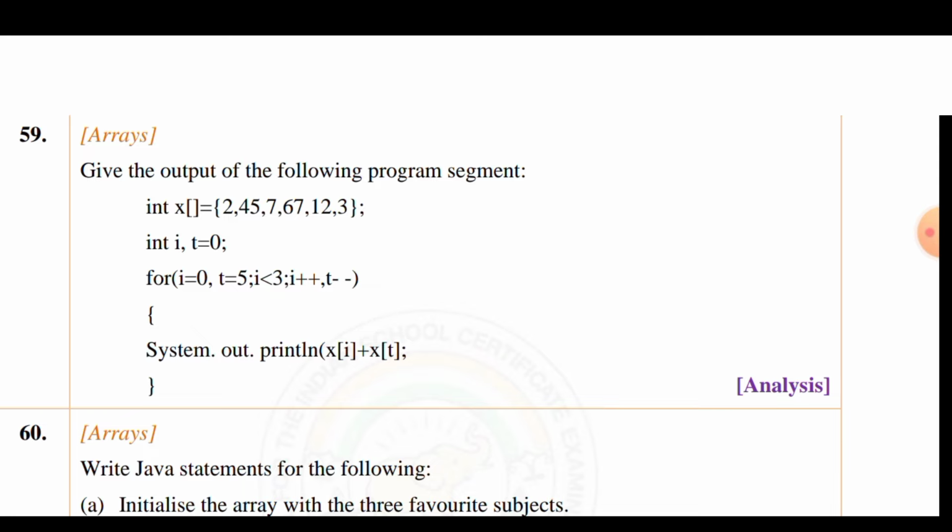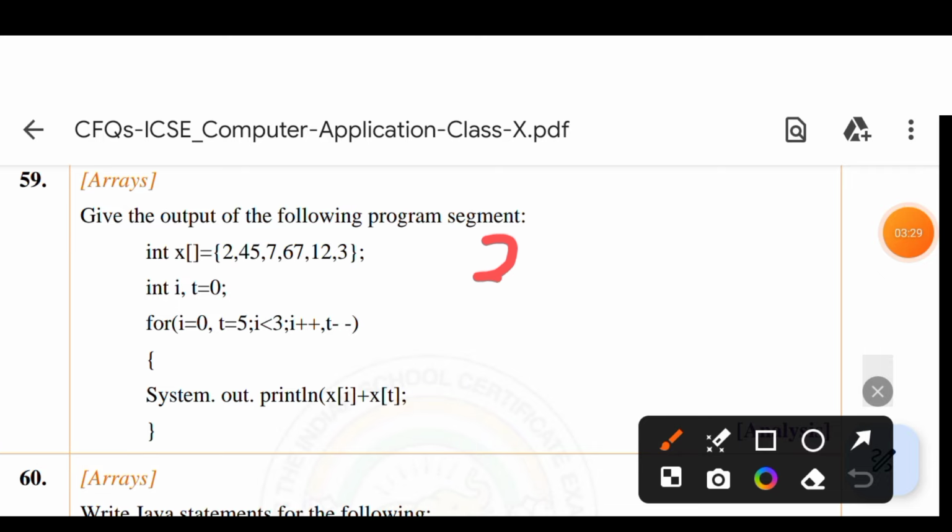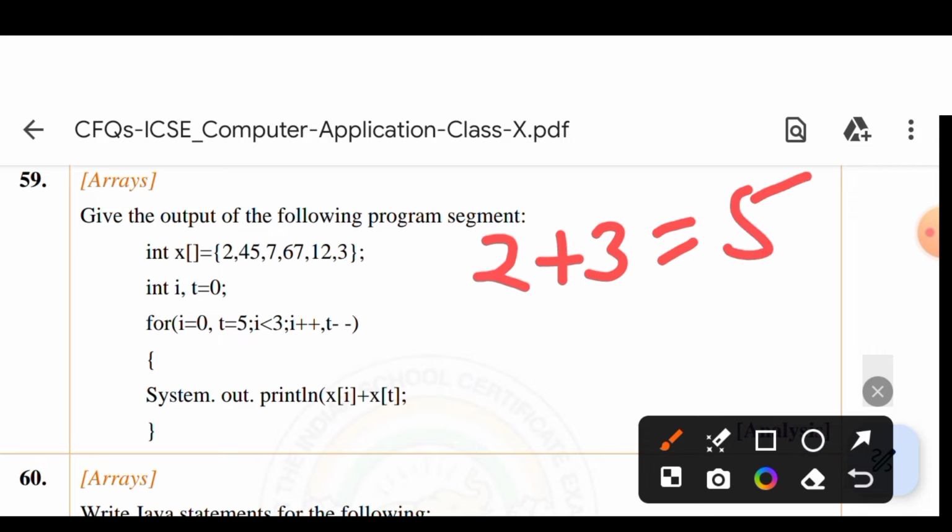Now, we will find the sum. So let us do this. What will happen in the first iteration, the value of I is 0, and what is on the 0 index? That is 2. So 2 will be added first, and then plus x[t]. The value of t is 5. So 0, 1, 2, 3, 4, 5. What do we have on 5? We have 3. So the sum is 5 the first time.